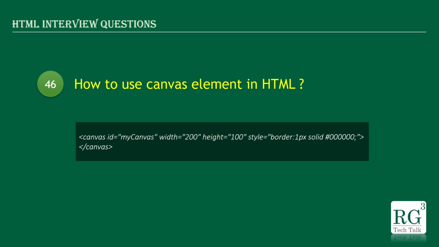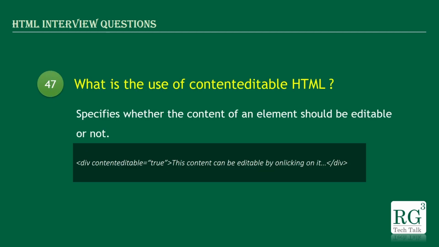Question number 46. This is also an HTML5 feature. How to use the canvas element in HTML? We can use canvas id as myCanvas, width and height, and style we can mention like 1 pixel solid black color.